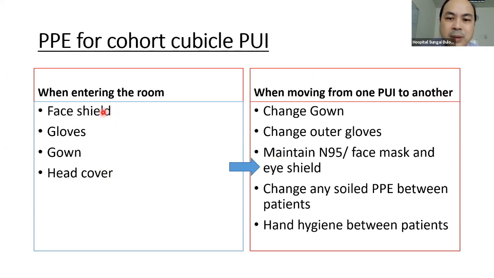But when you move from one patient to another, actually you don't have to change your N95 mask or your face mask or your eye shield. Okay, all you need to change is the outer gown and the outer gloves. And of course, if your mask happens to be soiled, if your eye shield happens to be soiled, then you should change it and practice hand hygiene between patients.